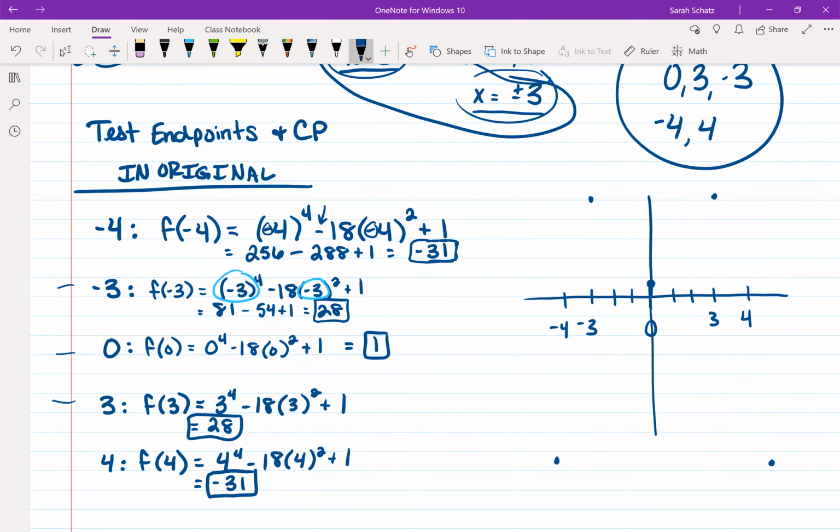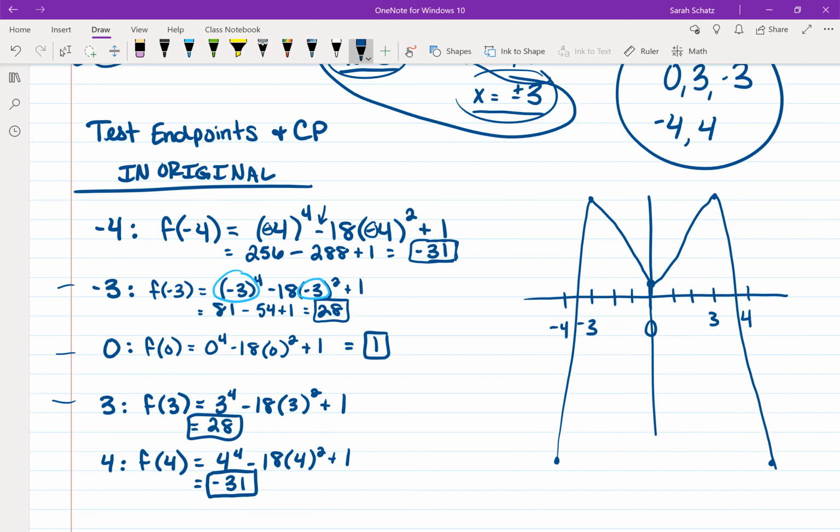You don't even have to connect these. You don't even have to know what it's looking like. I will connect them for you because this function is smooth. And again, it's not to scale, but this is what the function would look like on this interval, just as a rough sketch. So what we found are these y values, right?